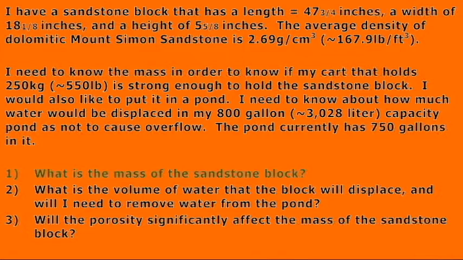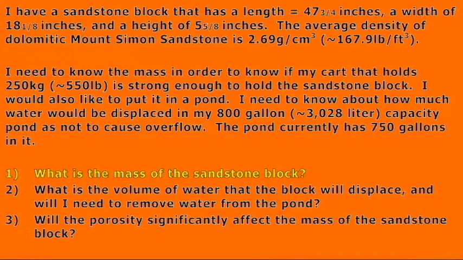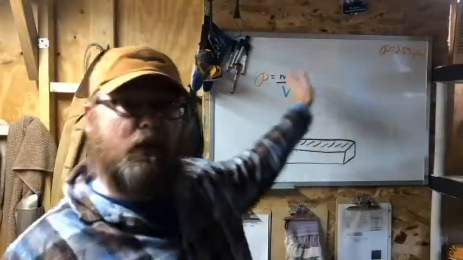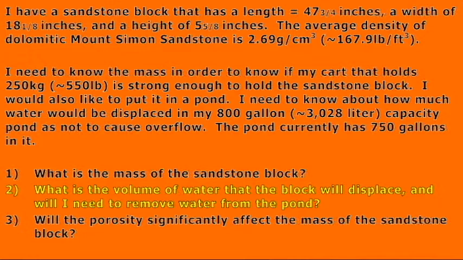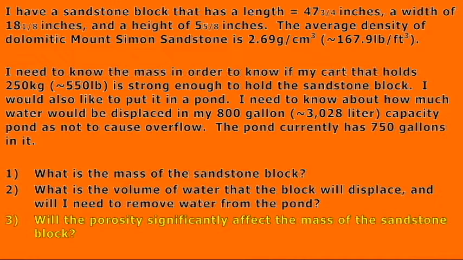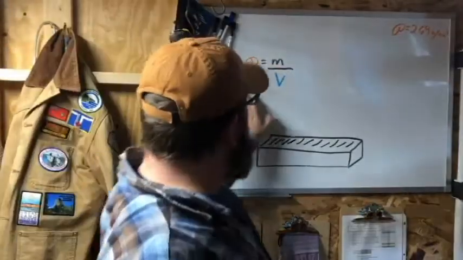So we basically need to answer 3 questions here. Question number 1, we need to know the mass of the sandstone block, and that's what we are going to do here. Question 2, we need to know the volume of the water that will be displaced when we put this block into our pond. 3 is the porosity thing. I included that porosity at the beginning. Porosity is important because it can affect the weight of our sandstone block, and it was at 0.7%. I need to know if, when I take that into account, it's going to make our load any less or easier to move.